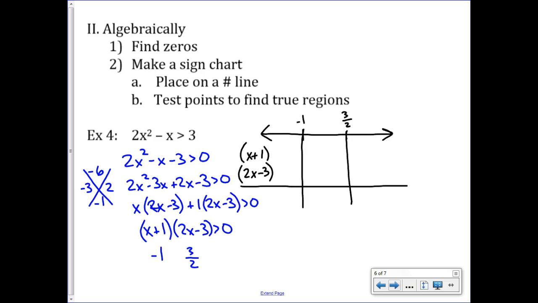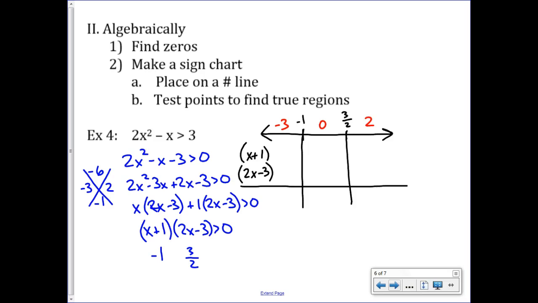So I'm going to pick some numbers at different points on this number line. So for instance, a number between -1 and 3/2. Probably the easiest one to pick would be 0. A number bigger than 3/2, well 3/2 is 1.5, so I'm going to pick 2. You could pick 10, 54, whatever you want to plug in there. And then a number smaller than -1, let's go -3.